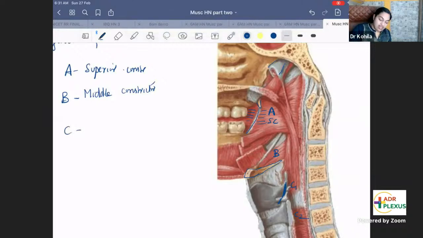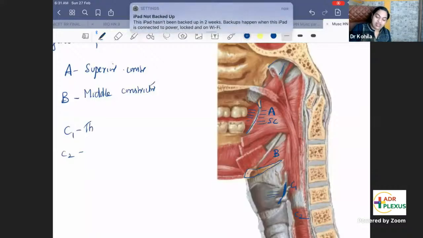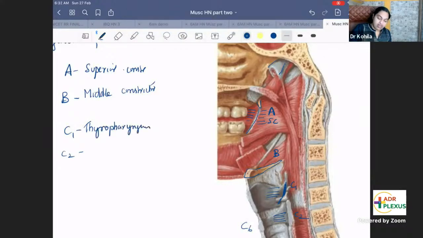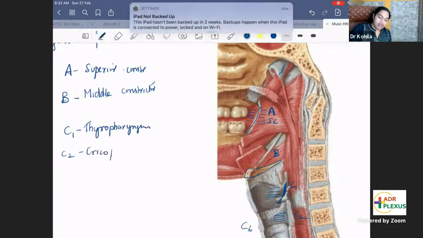C, C1, C2. C1 is going to come from your thyroid. Yeah, this is your thyroid cartilage. This is cricoid cartilage. Cricoid cartilage vertebral level is C6. So see, the upper part is the thyropharyngeus, right? And the lower one, cricopharyngeus. No difficulty in identification, right?